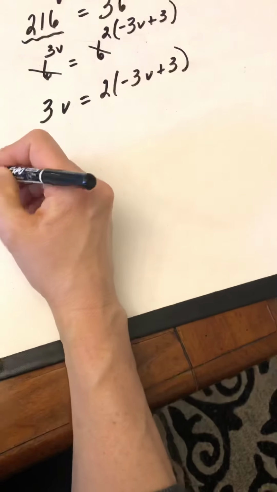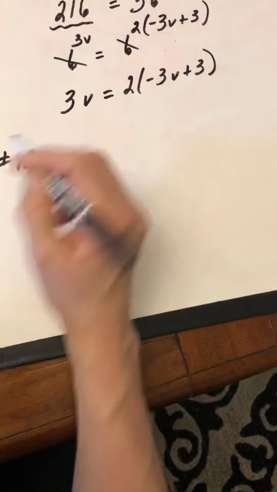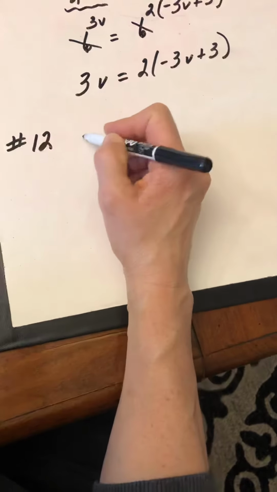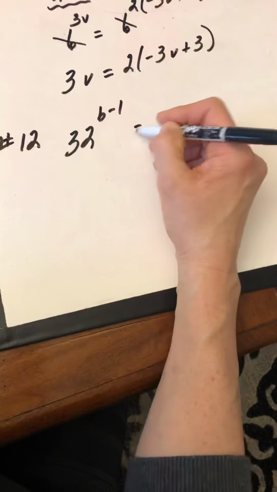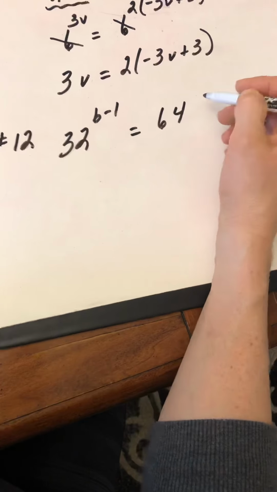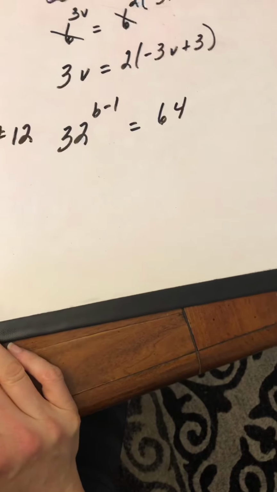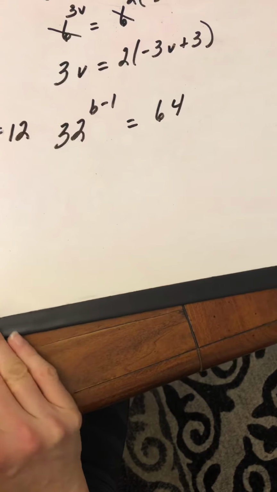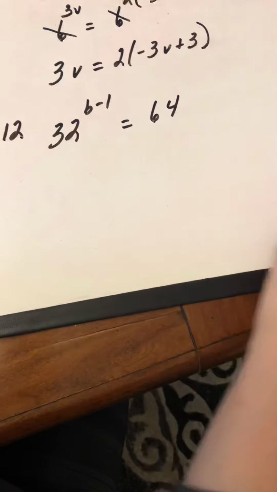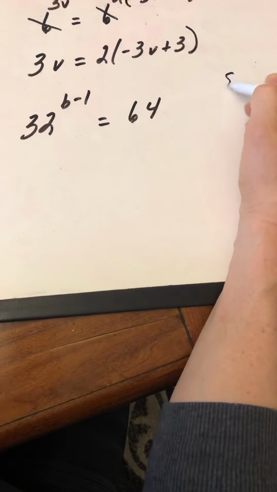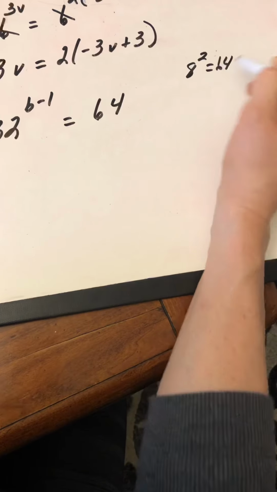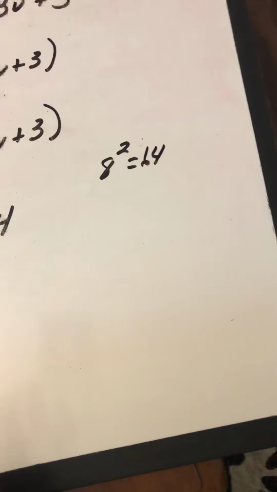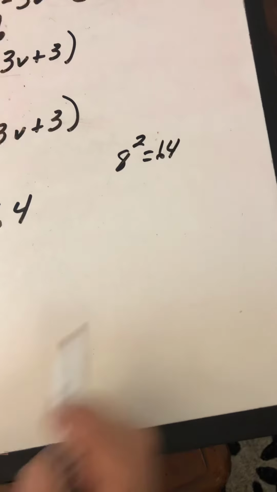And then for number 12, we have 32 to the b minus 1 equals 64. For this one, you have to think about a base. You can rewrite both of these. I know that 64 is 8 squared, but I can't rewrite a 32 in a base 8. So I'm going to go down a base.